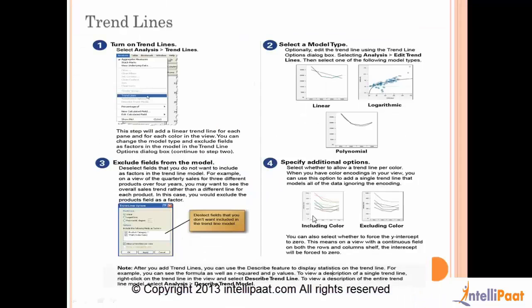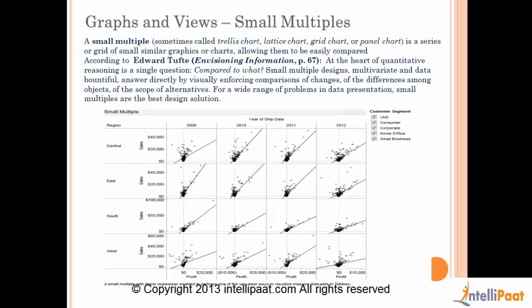So this is including color and excluding color. If you have colored it by a category or any other dimension, it will create different trend lines, and then you can say no, I don't want it per color, so that it can give you a single trend line.